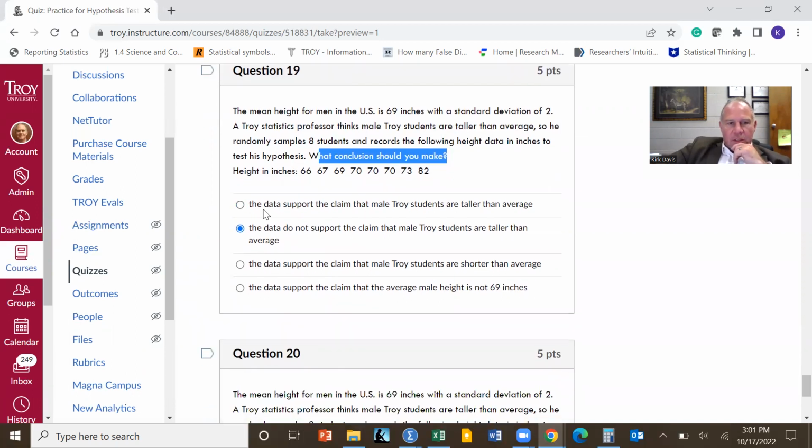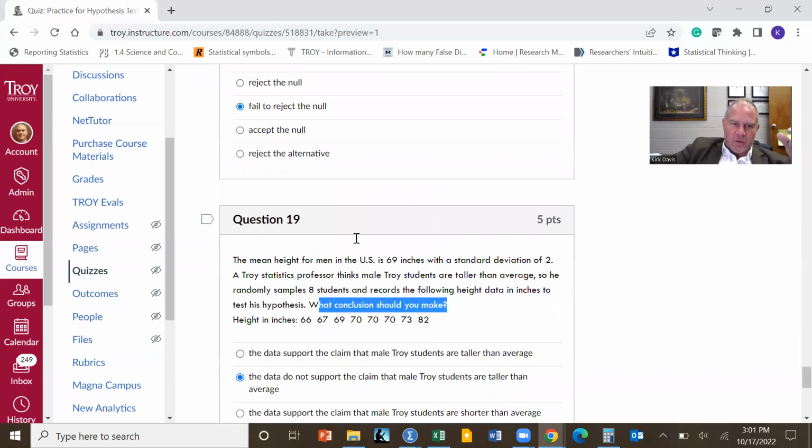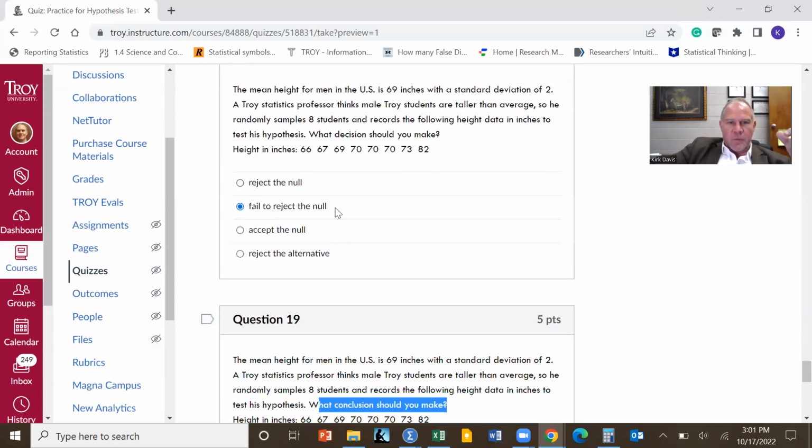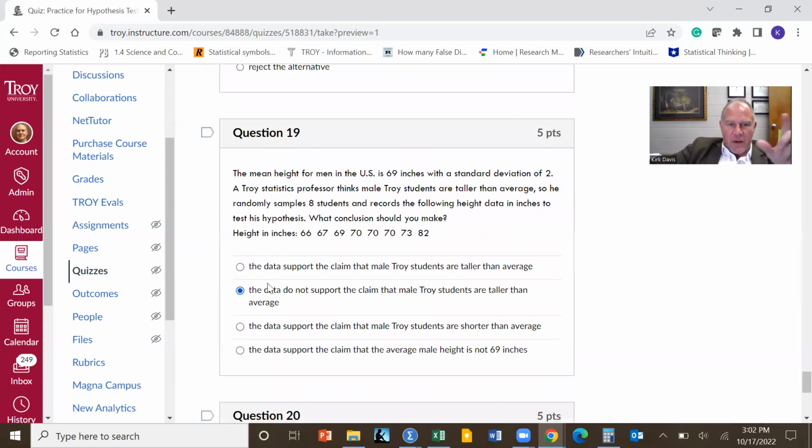So if you tell someone, hey, this is what we found, what did you find? Well, the data didn't support the claim that male Troy students are taller than average or different than 69. They're going to understand that. They're not going to understand fail to reject. So you have to be able to take this and translate it into something the average person can understand. That's what I'm asking by conclusion.